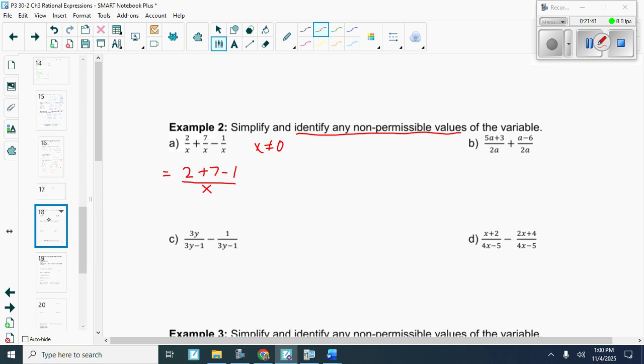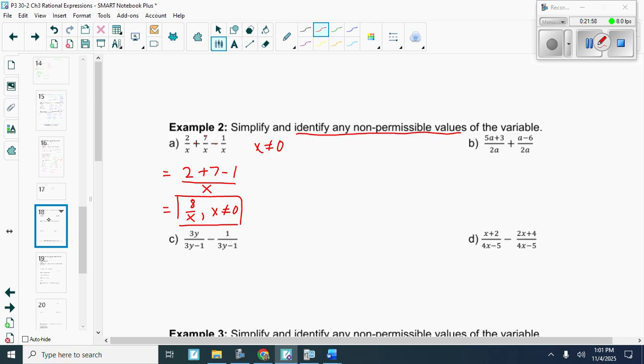Are we good with that? 2 + 7 - 1. So that would be 8 over X. And X cannot equal 0. All right, go to the next one.